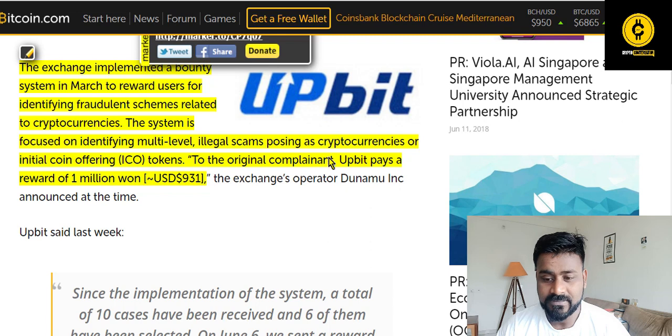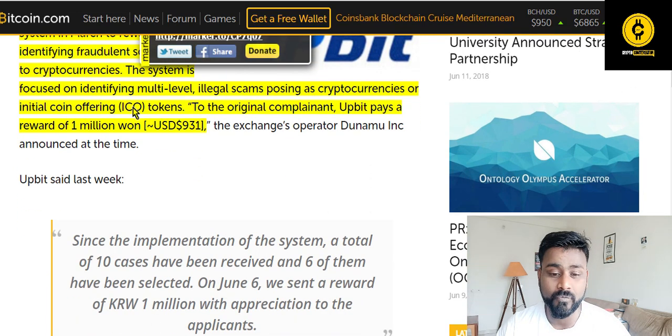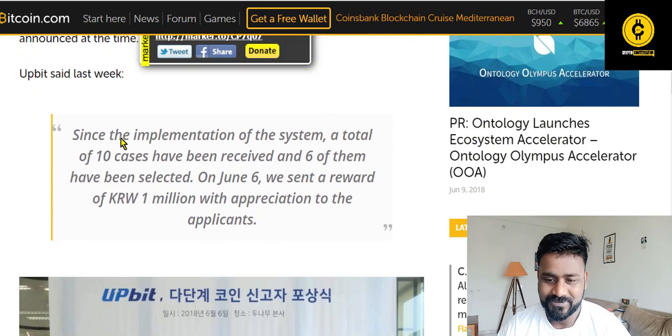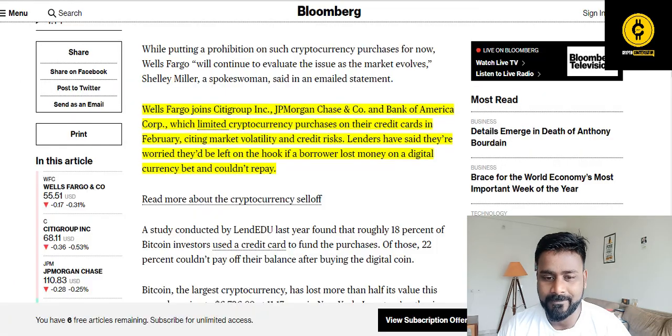To the original complainant, Upbit pays a reward of about 1 million won, which is about 931 USD, is what they have paid. Since the implementation of the system, a total of 10 cases have been received and 6 of them have been selected. So finally, 6 of them were for fraudulent schemes and they all have been rewarded.